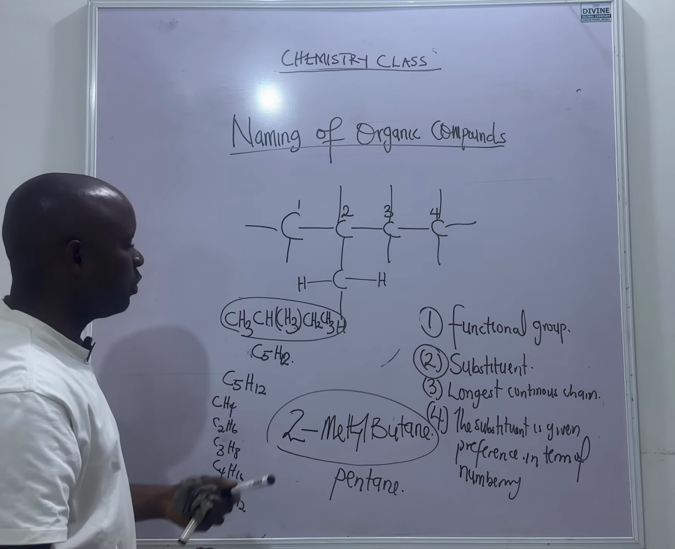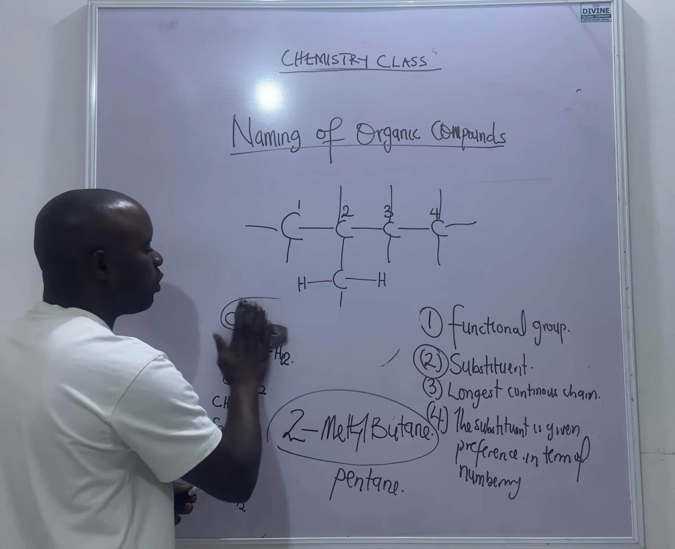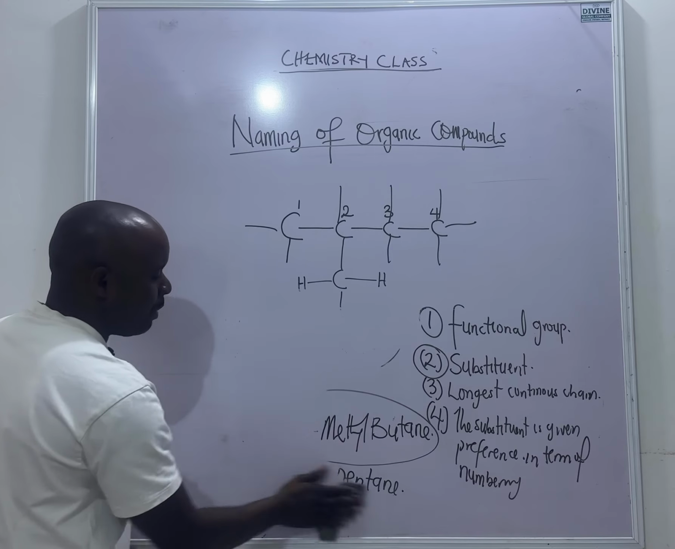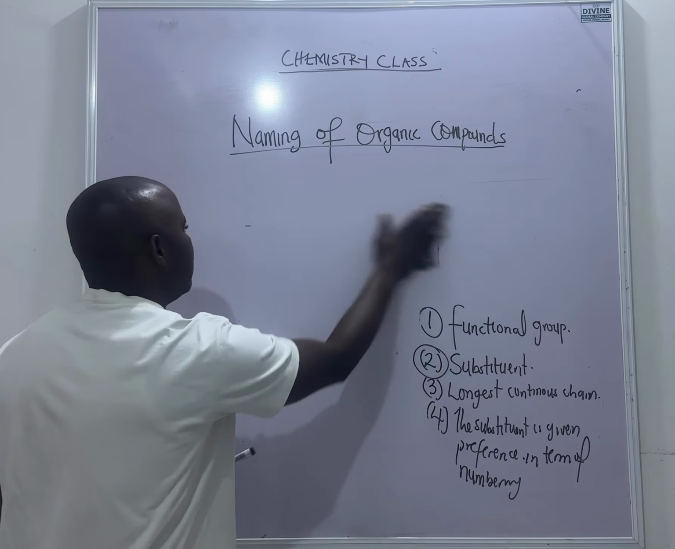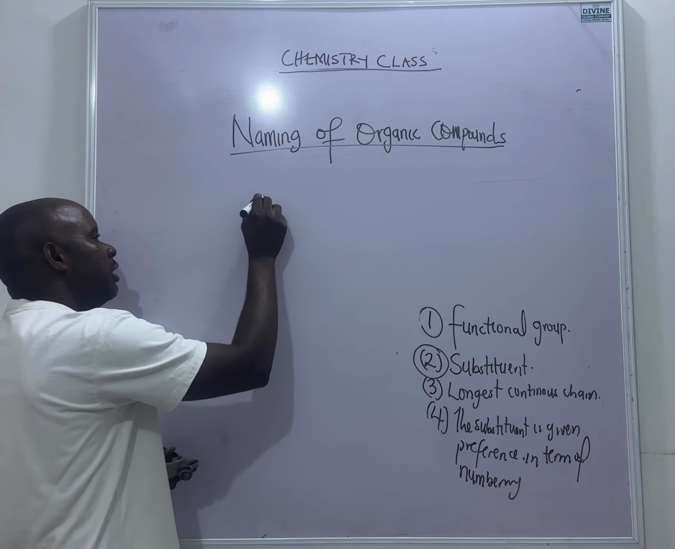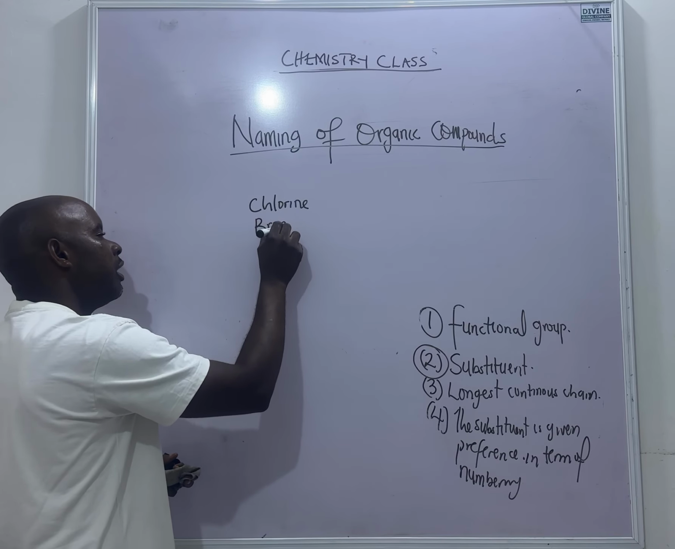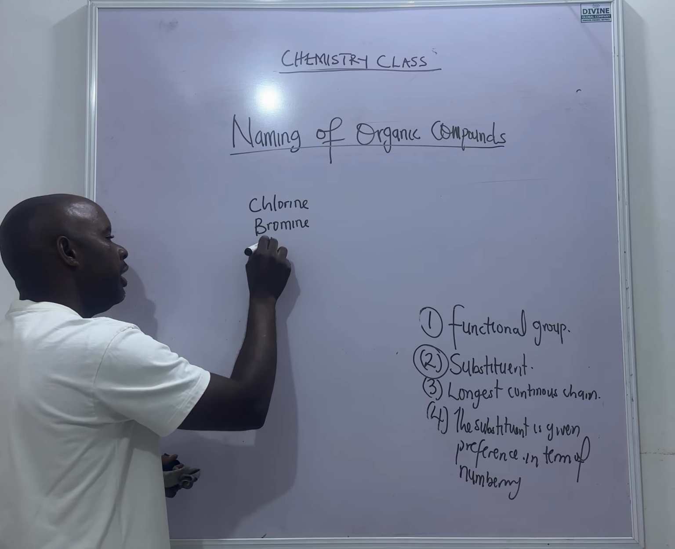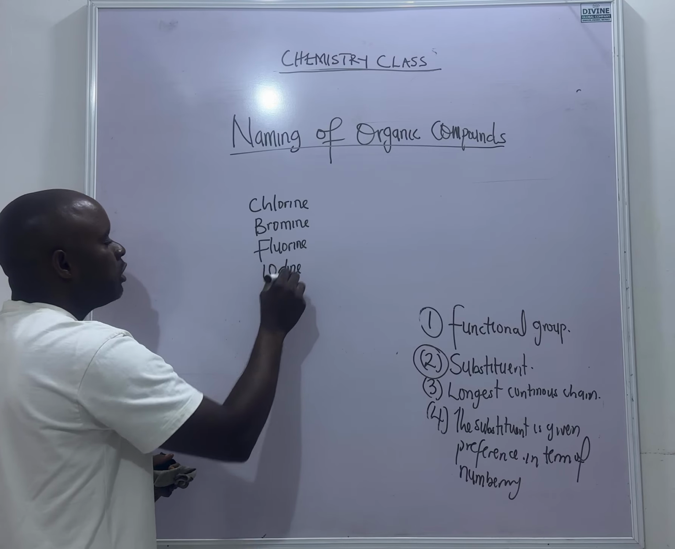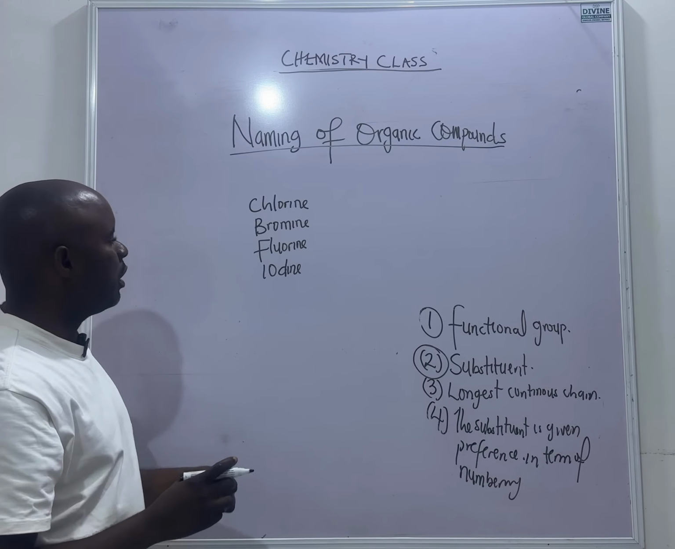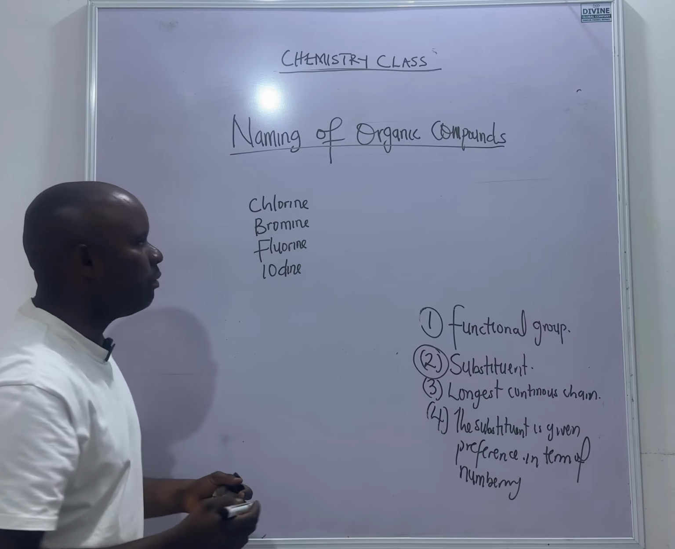So with this now, we should be able to know how these structures are arranged. In our next example, we're going to talk more about the different rules. If we have a substituent that contains a halogen family like chlorine, bromine, fluorine and iodine, in naming of organic compounds, this halogen family gets a different name.